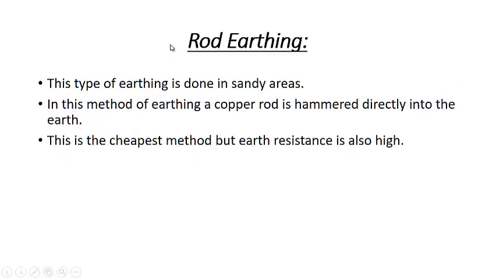And the last one is rod earthing. This type of earthing is done in sandy areas. In this method, a copper earthing rod is hammered directly into the earth. This is the cheapest method, but again, earth resistance is high.